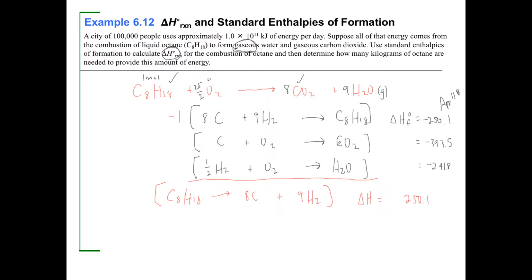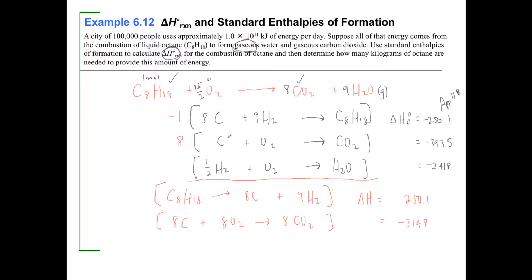So it looks like I'm going to need 8 carbon dioxides to go with that. So I'm going to say 8 carbons plus 8 O2 produces 8 carbon dioxides, right? So I'm going to multiply that by 8. I can't do that in my head, but I've got a good calculator here. So it is 8 times 393.5, and this is minus 3148 kilojoules per mole.